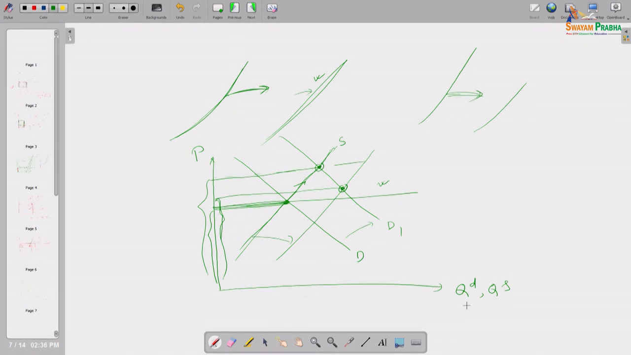So the entering of new producers into the market will not stop at this level. Some of the existing producers are still getting positive profit, and that will attract more new entrants, they will enter. That process will make sure that the supply curve is actually here.